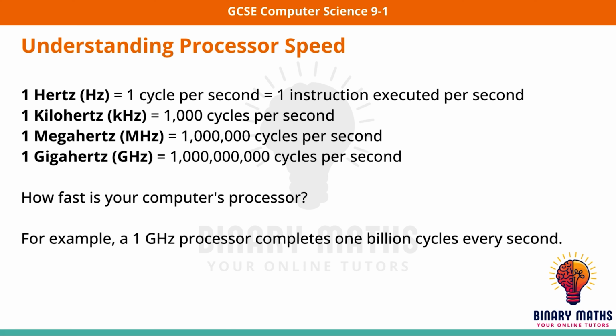Giga stands for billion, meaning 1 gigahertz is 1 billion instructions or cycles per second. That's the speed range of modern processors. So when you see a phone or laptop with a 2.4 gigahertz processor, it's performing 2.4 billion operations every second.